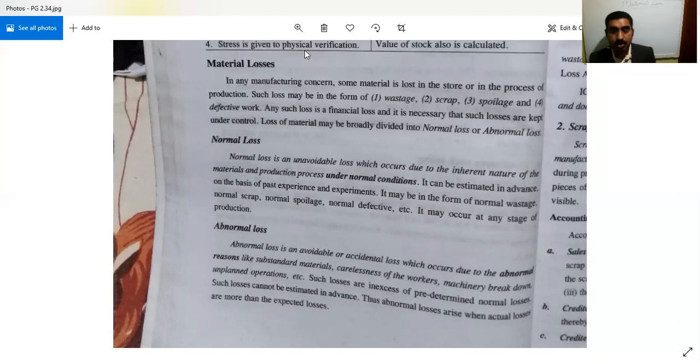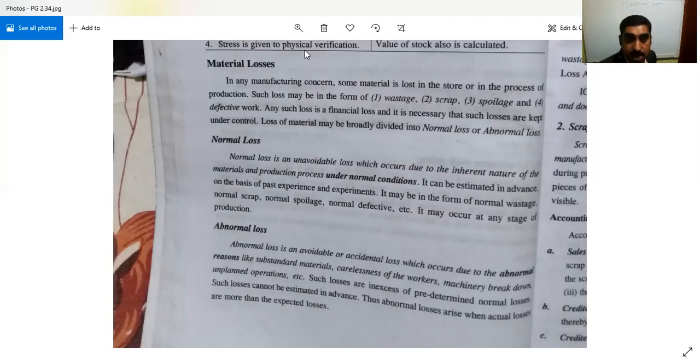അപ്പൊ അങ്ങനെ വരുമ്പോൾ loss of material may be broadly classified into normal loss or abnormal loss. ഒഴിച്ചു കൂടാനാവാത്തതും ഒഴിച്ചു കൂടാവുന്നതും, അതാണ് ഓർക്കേണ്ടത്. So normal loss means unavoidable loss, നമുക്ക് ഒഴിച്ചു കൂടാൻ പറ്റില്ല. Okay, that which occurs due to the inherent nature of the material and the production process under normal conditions. സാധാരണ കണ്ടീഷനിലുള്ള പ്രൊഡക്ഷൻ പ്രോസസ്സിൽ ചില ഐറ്റംസ് വേസ്റ്റേജ് ആയിട്ട് പോകും, അല്ലെങ്കിൽ നമുക്ക് യൂസ് ചെയ്യാനേ പറ്റില്ല.